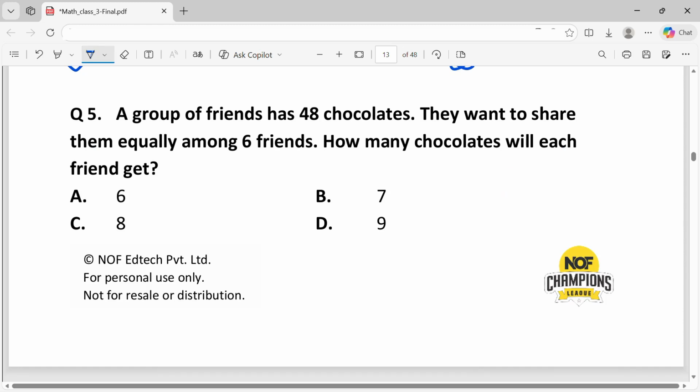Question 5. A group of friends has 48 chocolates. They want to share them equally among 6 friends. How many chocolates will each friend get? So the number of chocolates each friend gets will be 48, that is the total number of chocolates, divided by the number of friends, that is 6, which is equal to 8. So the answer is C, 8.